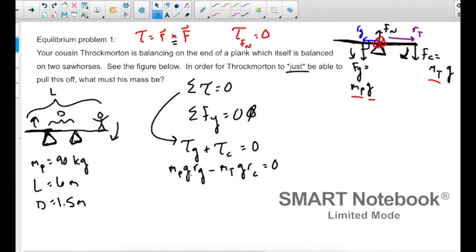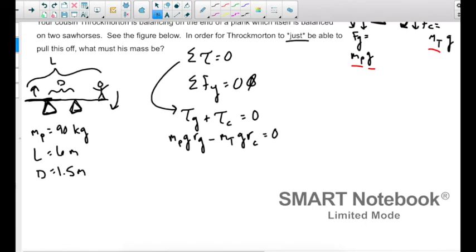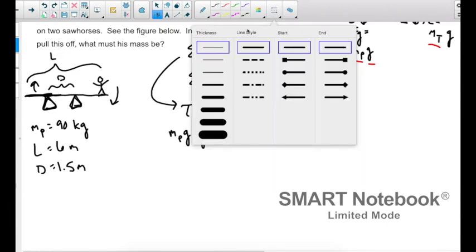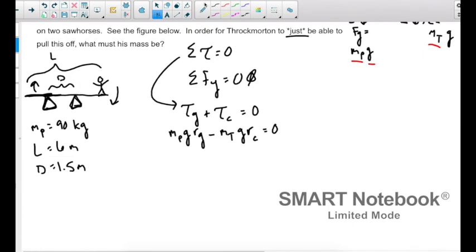I know the mass of the plank. I know little g. I can figure out these r values, and therefore my only unknown in this equation is the mass of Throckmorton, and that's what I need. I needed an equation that gave me that one unknown. So now I'm going to be able to solve for this. So let's try to figure out what these r values are. So I'm going to go back to my physical diagram over here.